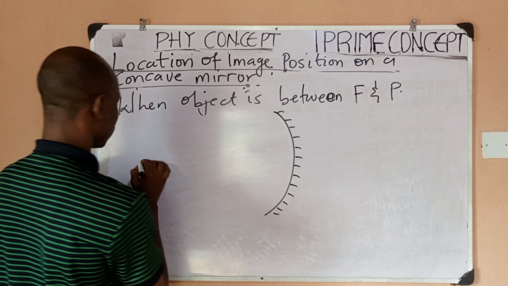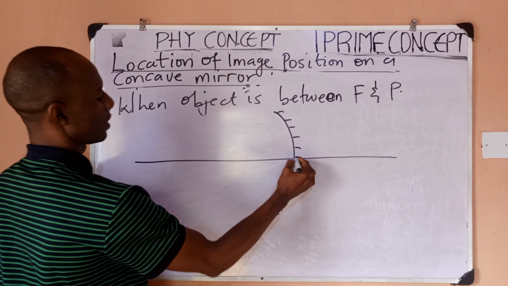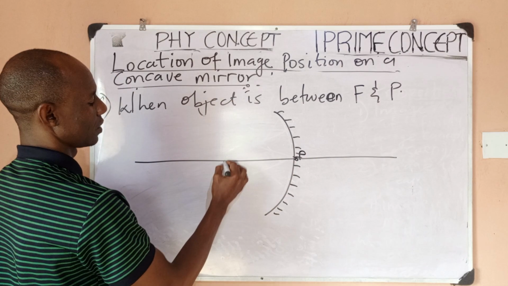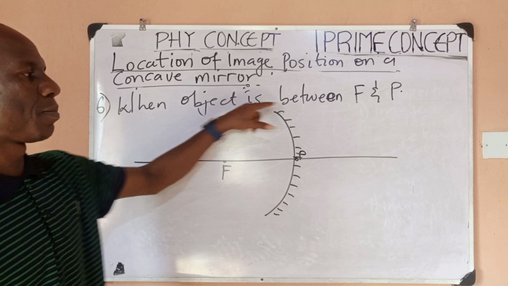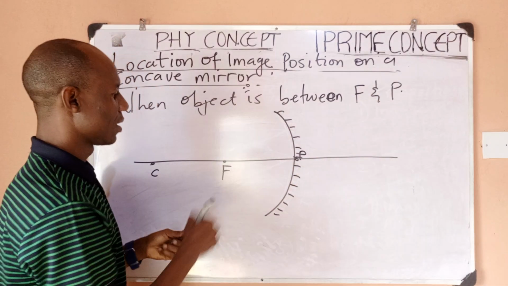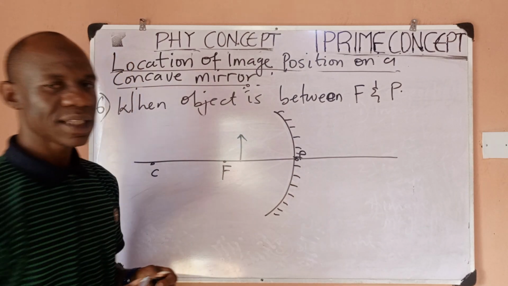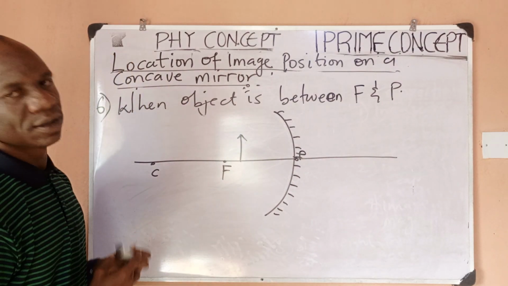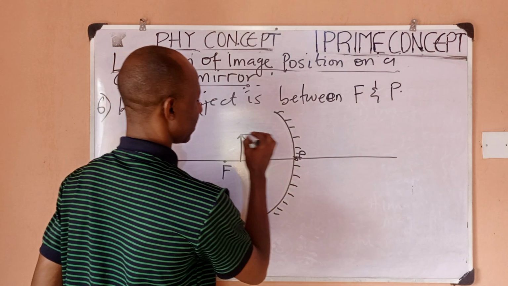So this is my concave mirror. This is my pole. This is F, this is C. Now when our object is placed between F and P, which is somewhere around here, I'm going to indicate my object like this. Now, I'm using one of the rules which says you have a parallel line.